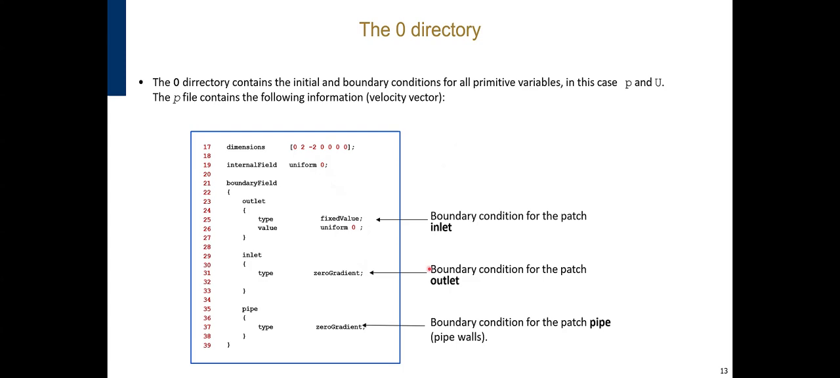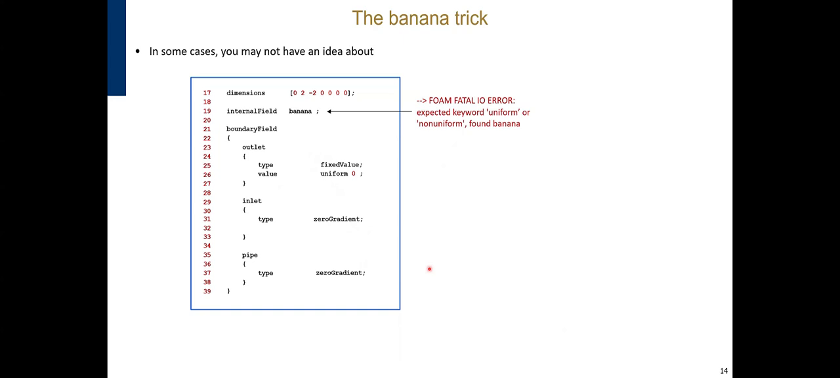Now, suppose you don't know maybe what boundary conditions are available to you in OpenFOAM. Then you can use the banana trick, or you can even use your name, provided your name is not part of OpenFOAM keywords. So in this case, if you put in banana and then run icoFoam, it will give you an error in the terminal. Basically, the error is saying, hey, I expected the keyword uniform or nonuniform, but I found banana. So these are the options.